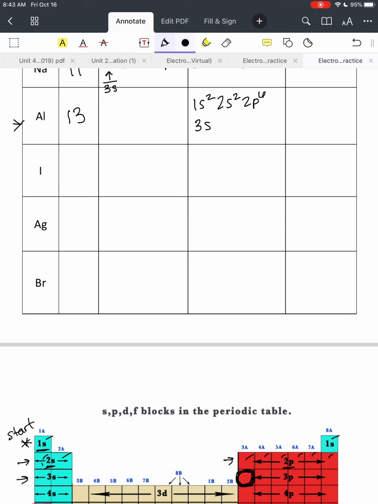How many boxes are labeled 3s? 1, 2. Keep going across. I'm at 3p. Okay, and then look, I'm at aluminum right here, so I'm only going to count this one box. So 3p1. And if I want to double check myself, I can just add up all of my electrons, make sure it adds up to 13. So I have 2, 4, 10, 12, 13. Okay.